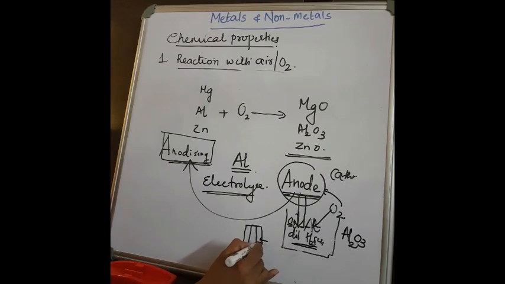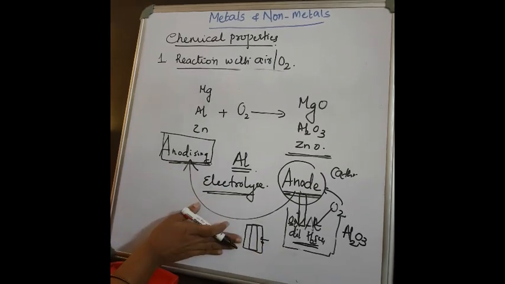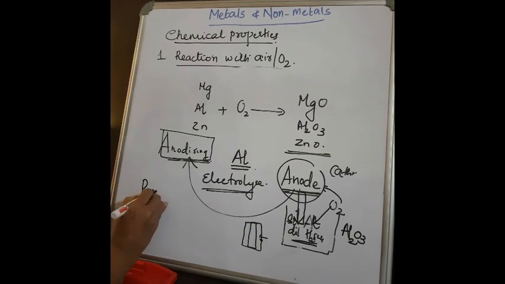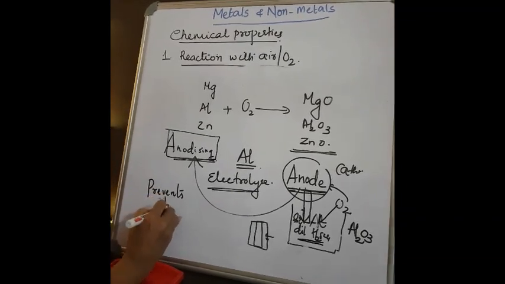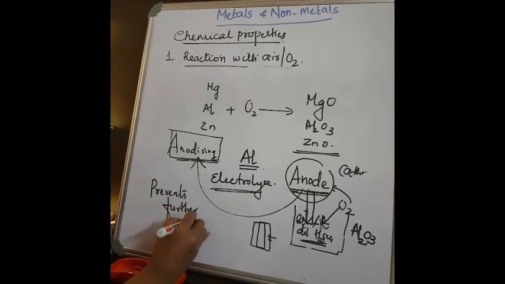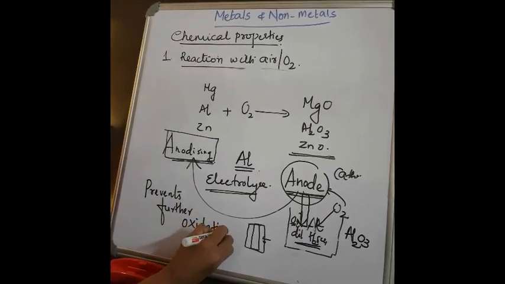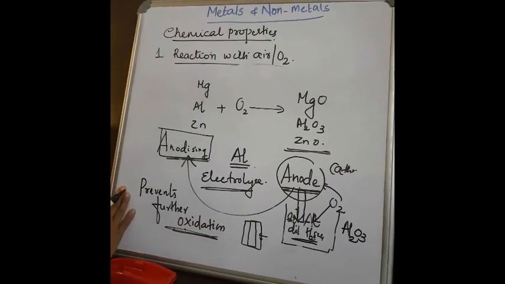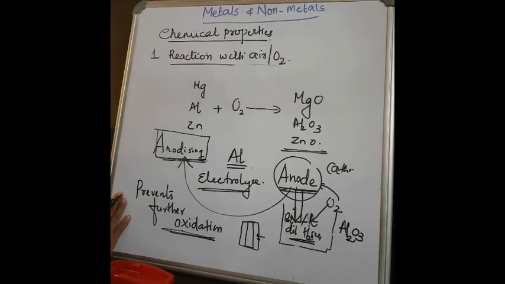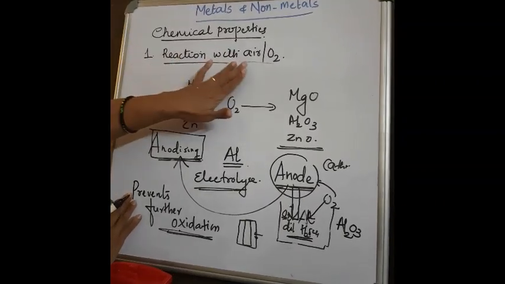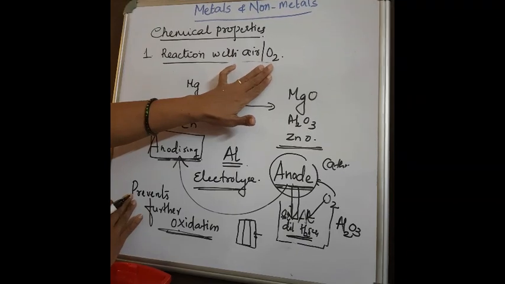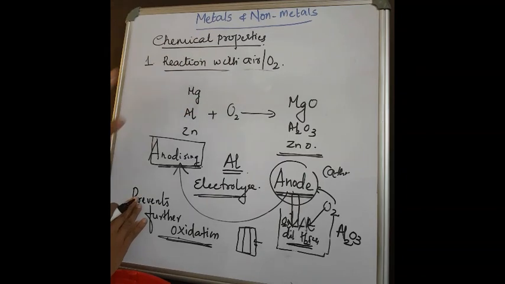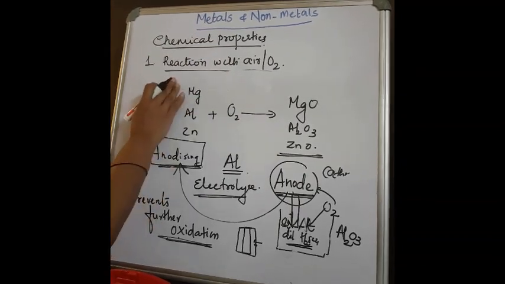So, what is the application of anodizing? That means it protects, it prevents further oxidation. That is the key point. It prevents further oxidation. So, that is why anodizing is important. Okay, I think that is all about the first reaction, that is, reaction with air and oxygen. As I told you, this is not the only criterion. You have to see more reactions of the metals, and only then can we determine the reactivity of metals.